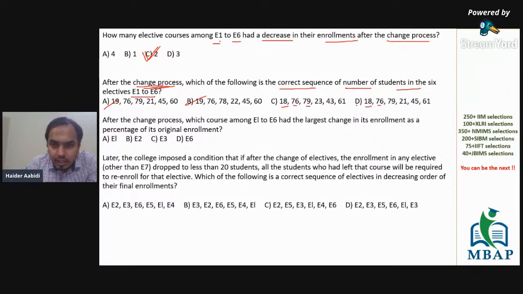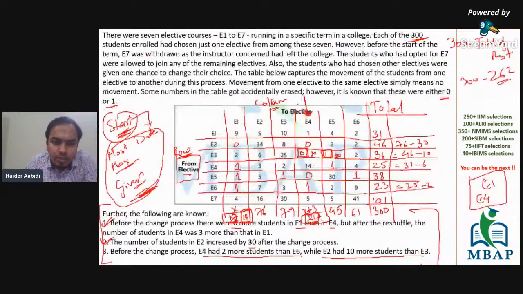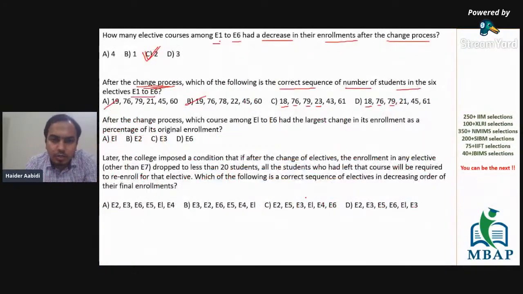79, and it is taking 23. Now 23 is not there, right? We've just seen it. It's 21. So this is also out. This is the right one. Option number D. Option number D is the right one.